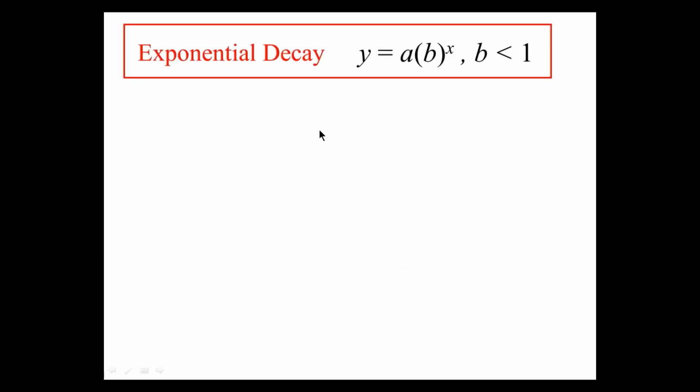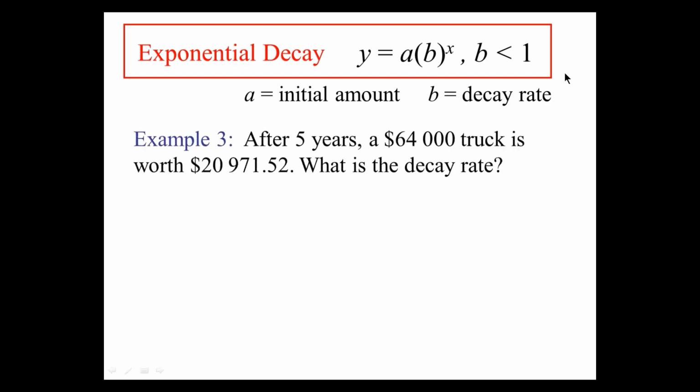Exponential decay. y equals ab to the x with b less than 1. Some things decay. Values of things decay. a is still the initial amount, and b is, well, the base of the exponential function. It's called the decay rate. Example next.